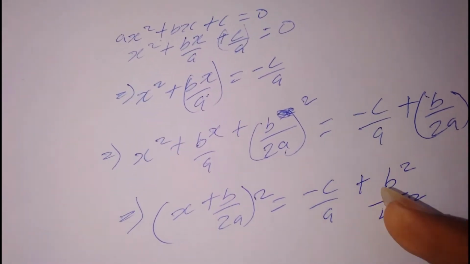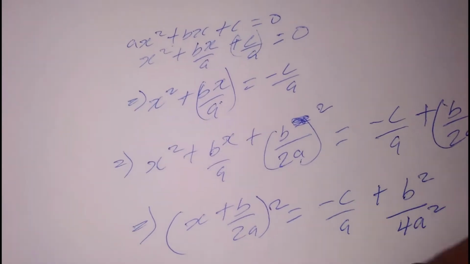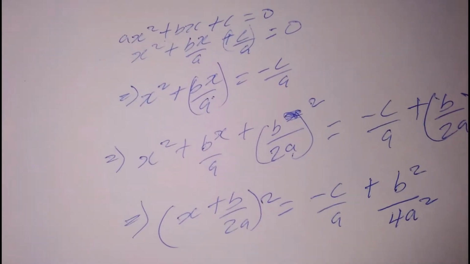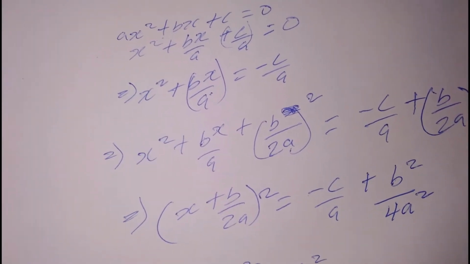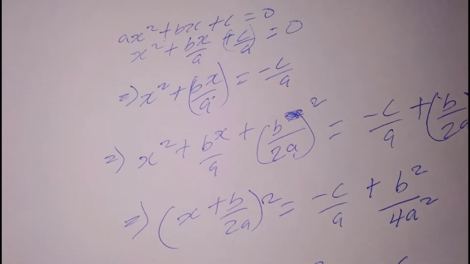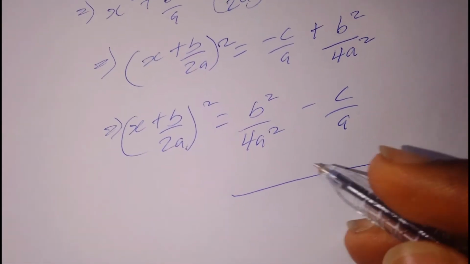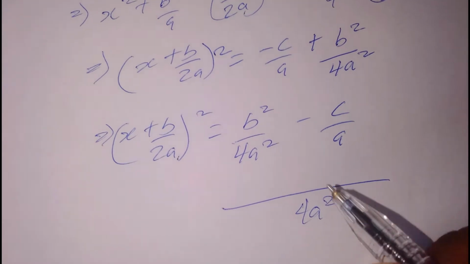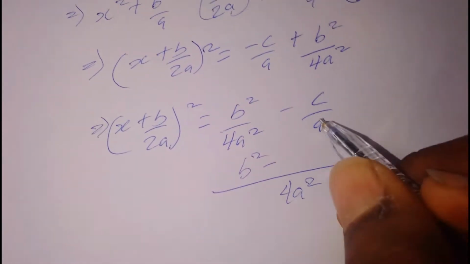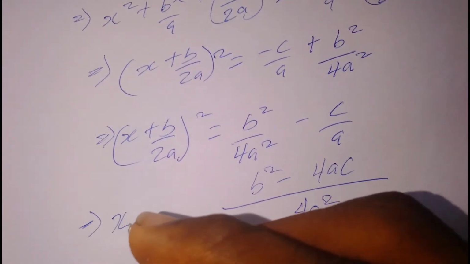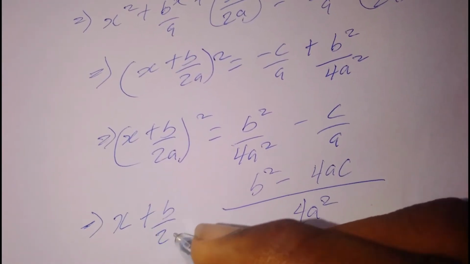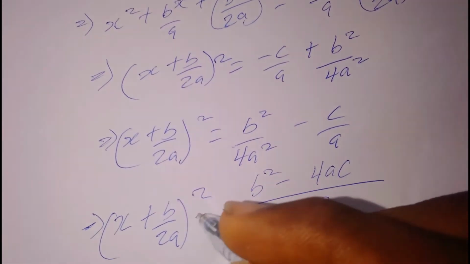Now you might want to rearrange it because of the negative on this side. So it will now be x plus b over 2a all squared equals b squared over 4a squared minus c over a. Now you're going to find the LCM. That's 4a squared. That will give us b squared minus 4ac. Then bring this down. x plus b over 2a all squared equals this.